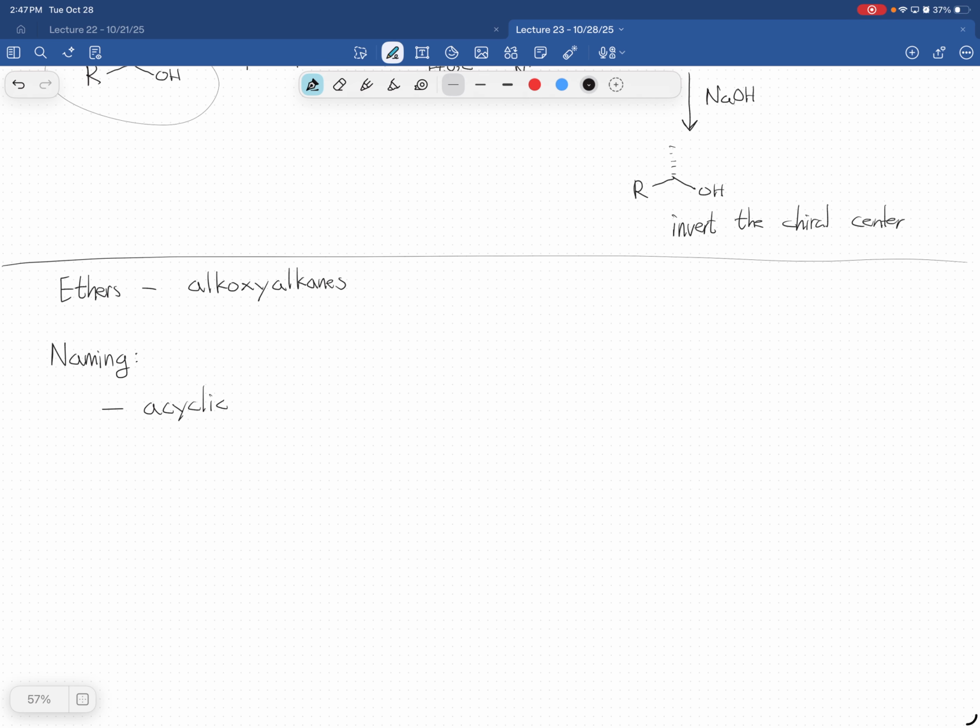Acyclic ethers are named as alkoxy alkanes.